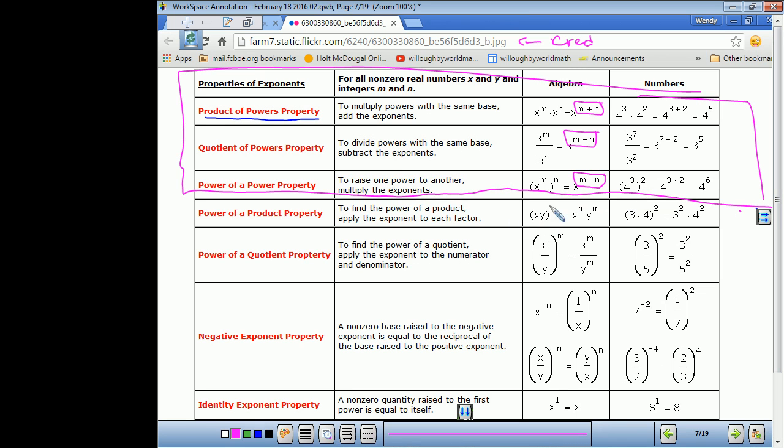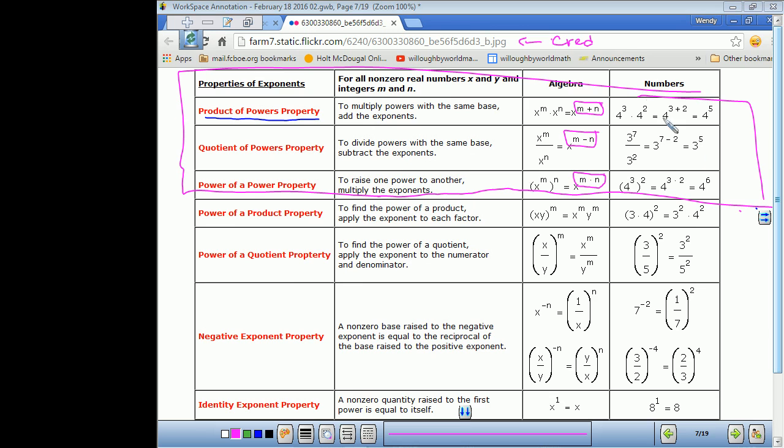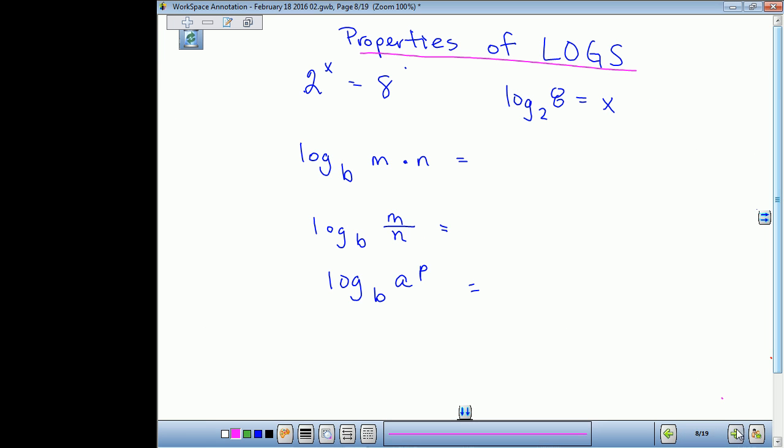If we have a product raised to a power, then each part of the product gets raised to that power. Same for a quotient. We also know that if we have a negative exponent, it means reciprocal. We know that anything to the first power is just what we started with. And any number raised to the 0 power, except 0 to the 0, any other non-zero quantity raised to the 0 power is 1. Now, the ones that are key for us right now are these three. Because logarithms are exponents. When we solve the logarithm, we're finding the exponent. So those rules for exponents are critical.